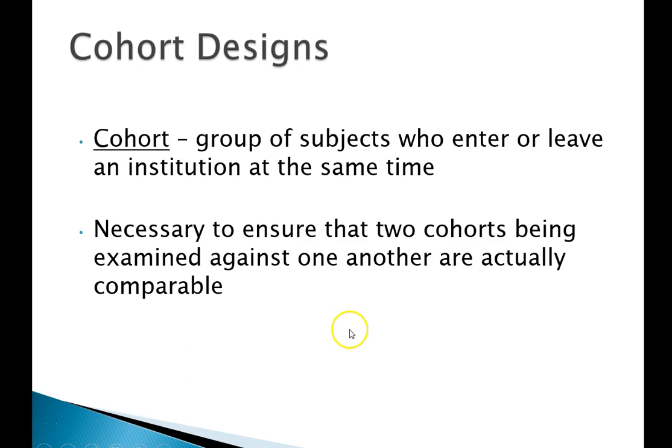We talked about cohort designs already. Let's go into it a little bit more. A cohort is a group of subjects who enter or leave an institution at the same time. A cohort is any group of subjects that you're using in your experiment, in your evaluation, that are staying together. So you might look at a group of subjects.